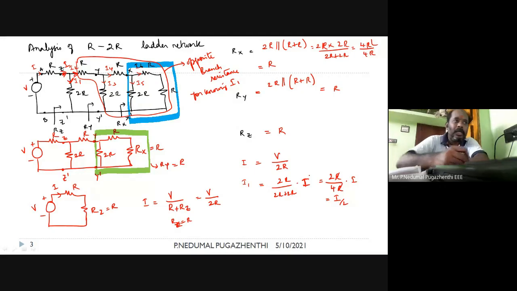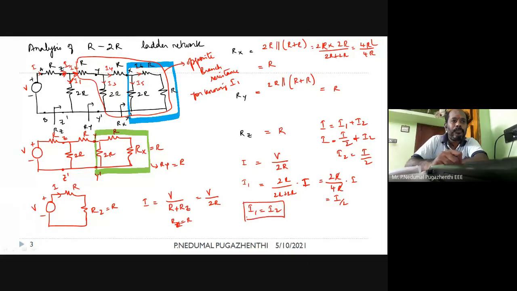Because from the diagram, what can I write using my KCL? I is equal to I1 plus I2. If I1 is equal to I by 2, okay, then what is I2? I2 is also I by 2. So what can I write? I1 is equal to I2 here.